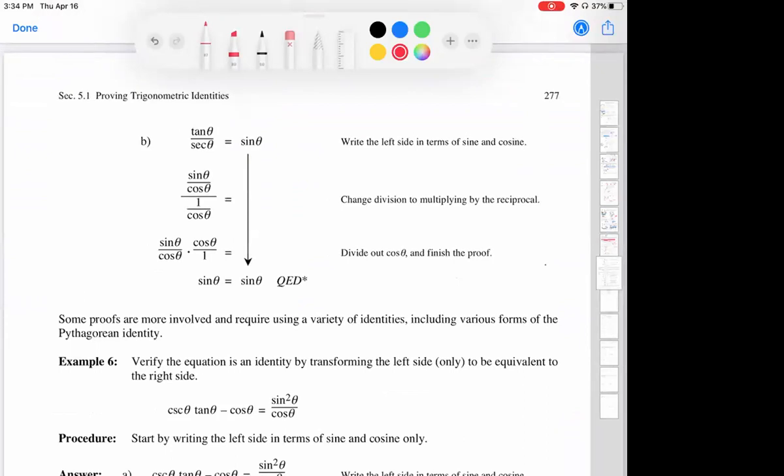For example B, it's telling us to work on the left side, so that's what we're going to do. We have tangent and secant. Tangent is sine over cosine divided by secant, and secant is 1 over cosine. We can change it as a flip fraction: sine theta over cosine theta times cosine theta over 1. Our cosines cancel, and we're left with just sine. So sine is equal to sine, and we finish our proof. You have to write at the end the equality that the left-hand side equals the right-hand side. Some proofs are more involved and require using a variety of identities, including various forms of the Pythagorean identity.